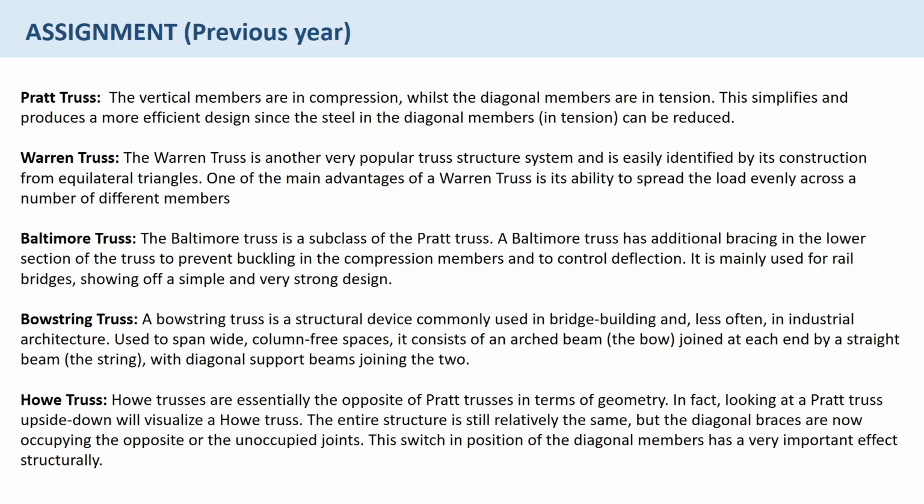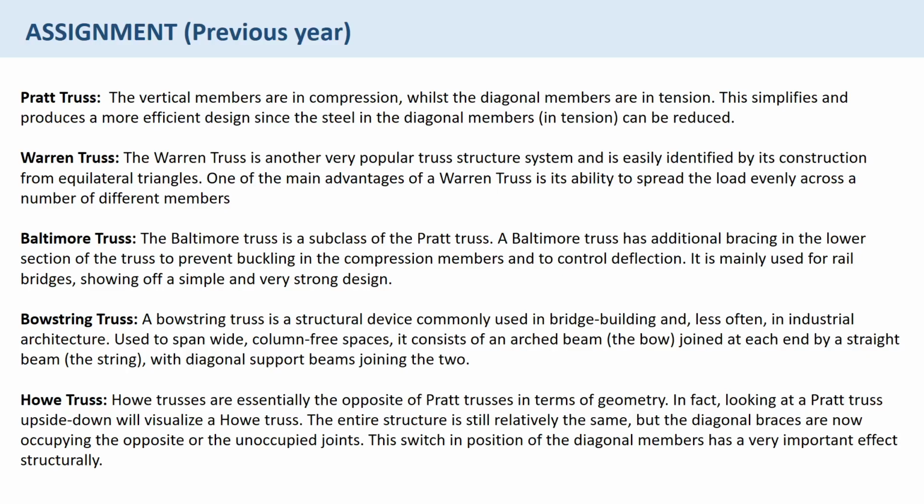Warren truss. The Warren truss is a very popular truss structure system, and it is identified by its construction from equilateral triangles. One of the main advantages of a Warren truss is its ability to spread the load evenly across a number of different members. Baltimore truss. The Baltimore truss is a subclass of the Pratt truss. A Baltimore truss has additional bracing in the lower section of the truss to prevent buckling in the compression members and to control deflection. It is mainly used for rail bridges, showing off a simple and very strong design.